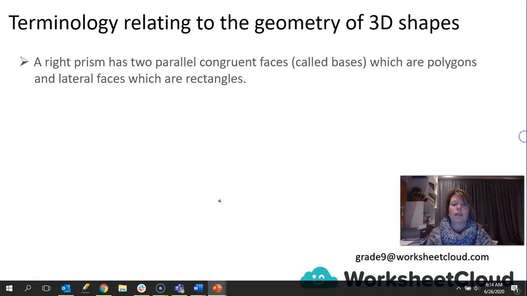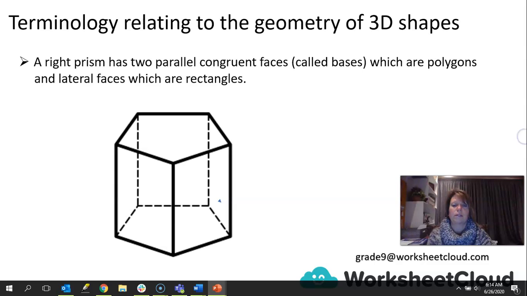Okay, so let's have a look at a right prism that has two parallel congruent faces called bases, and they are polygons, and then they have lateral faces which are always rectangles. So there's an example of a right prism. As you can see here, there's the congruent face and a congruent face which are parallel, and those are the bases. And as you can see here, these meet at right angles, so that means it's a right prism. And all the other faces, the lateral faces, are all rectangles.